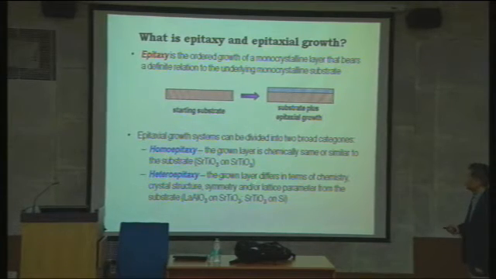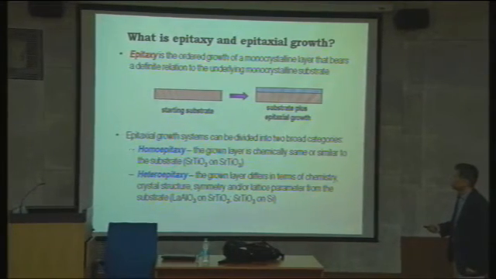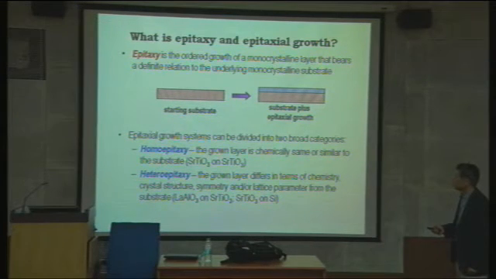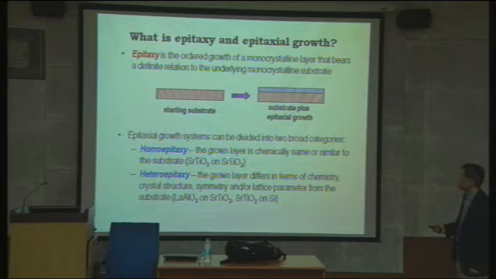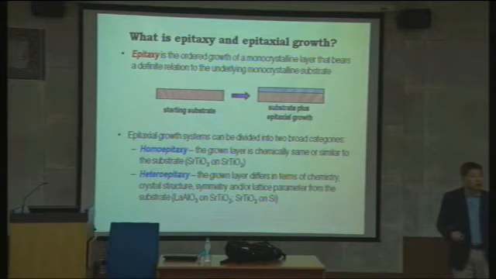Epitaxy has two types: homoepitaxy and heteroepitaxy. Homoepitaxy is, for example, the growth of strontium titanate on top of strontium titanate, the same material, chemically the same or similar to the substrate. Heteroepitaxy is the growth of a layer different from the substrate in terms of chemistry, crystal structure, symmetry, and lattice parameters. Examples are lanthanum aluminate on strontium titanate or strontium titanate on silicon. These are all good examples of heteroepitaxy.